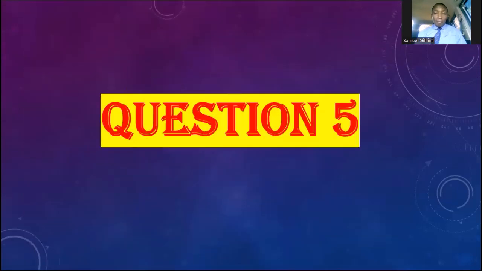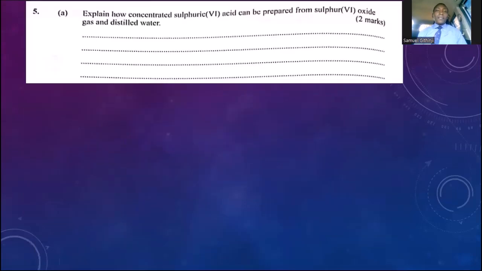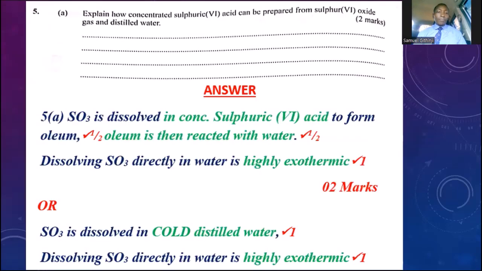We move on to question number 5. How can you prepare sulfuric 6 acid, starting with sulfur 6 oxide? As I've given it there, you dissolve sulfur 6 oxide in concentrated sulfuric 6 acid. That is the first step.